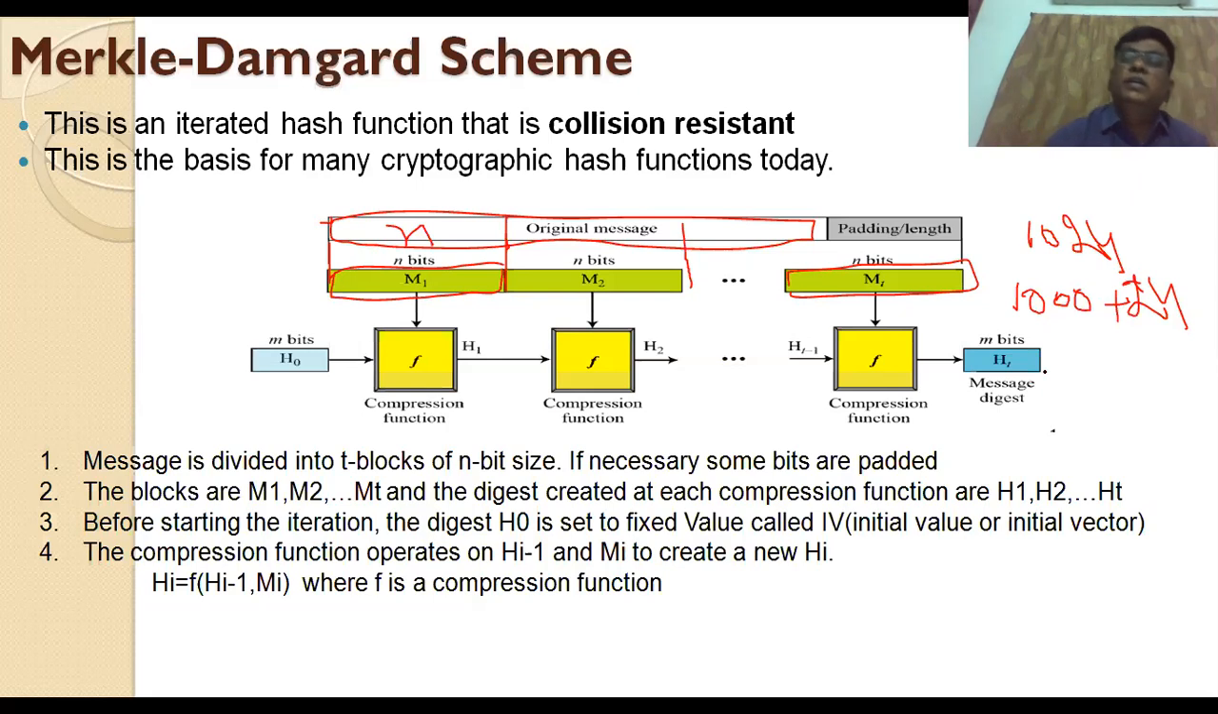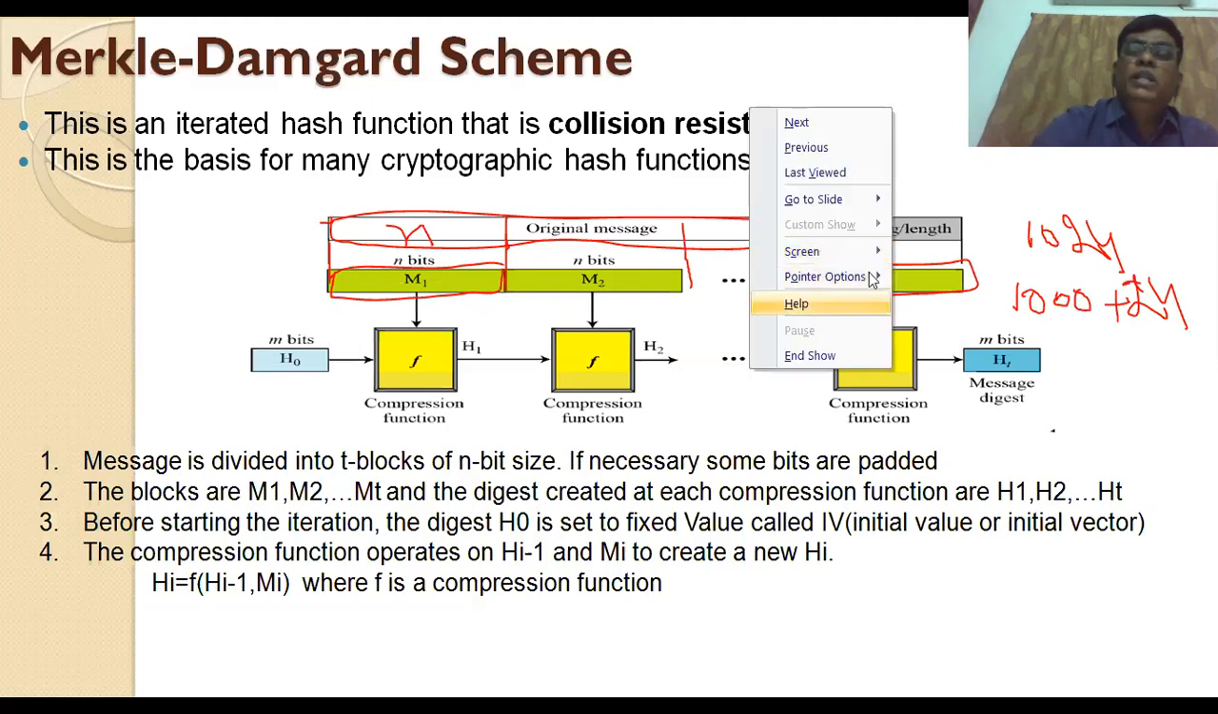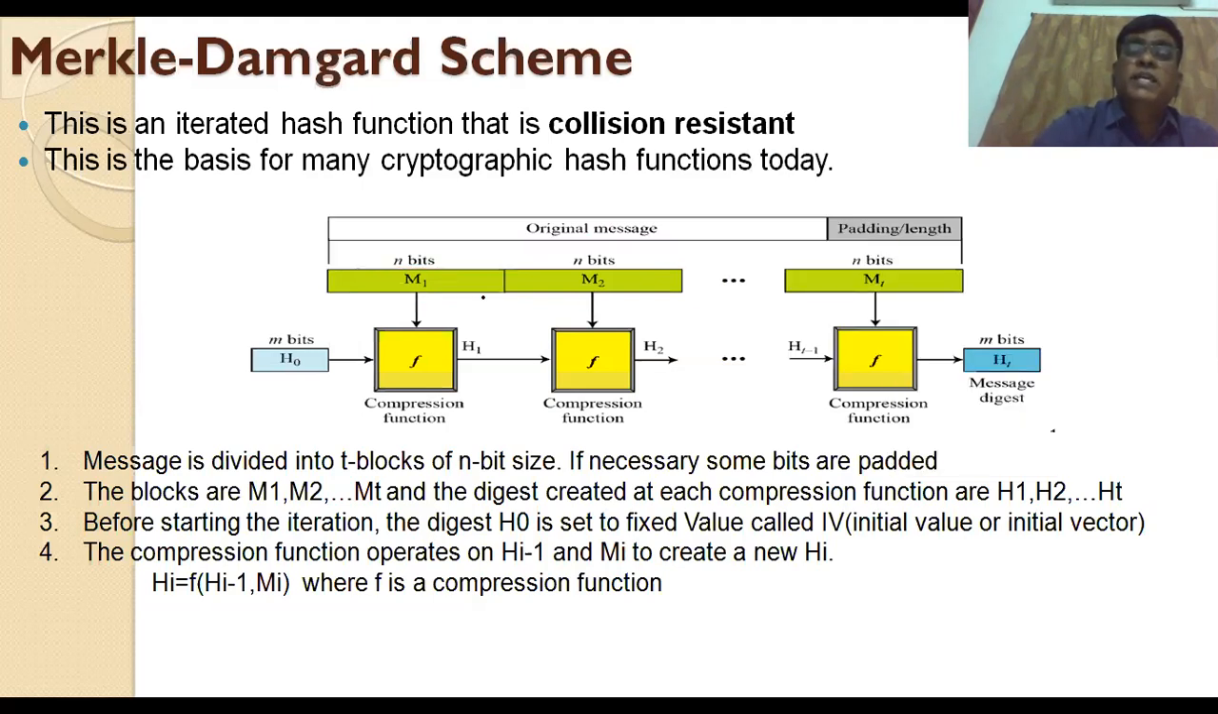So generally, at the time of dividing the original message into equal size blocks, the last block may be less than the block size. At that time you need to add some bits to the last block to make it the same block size. That is the padding. Now we assume we have T blocks. Our original message is divided into T blocks, M1, M2, M3 up to MT. MT is the last block of the message.